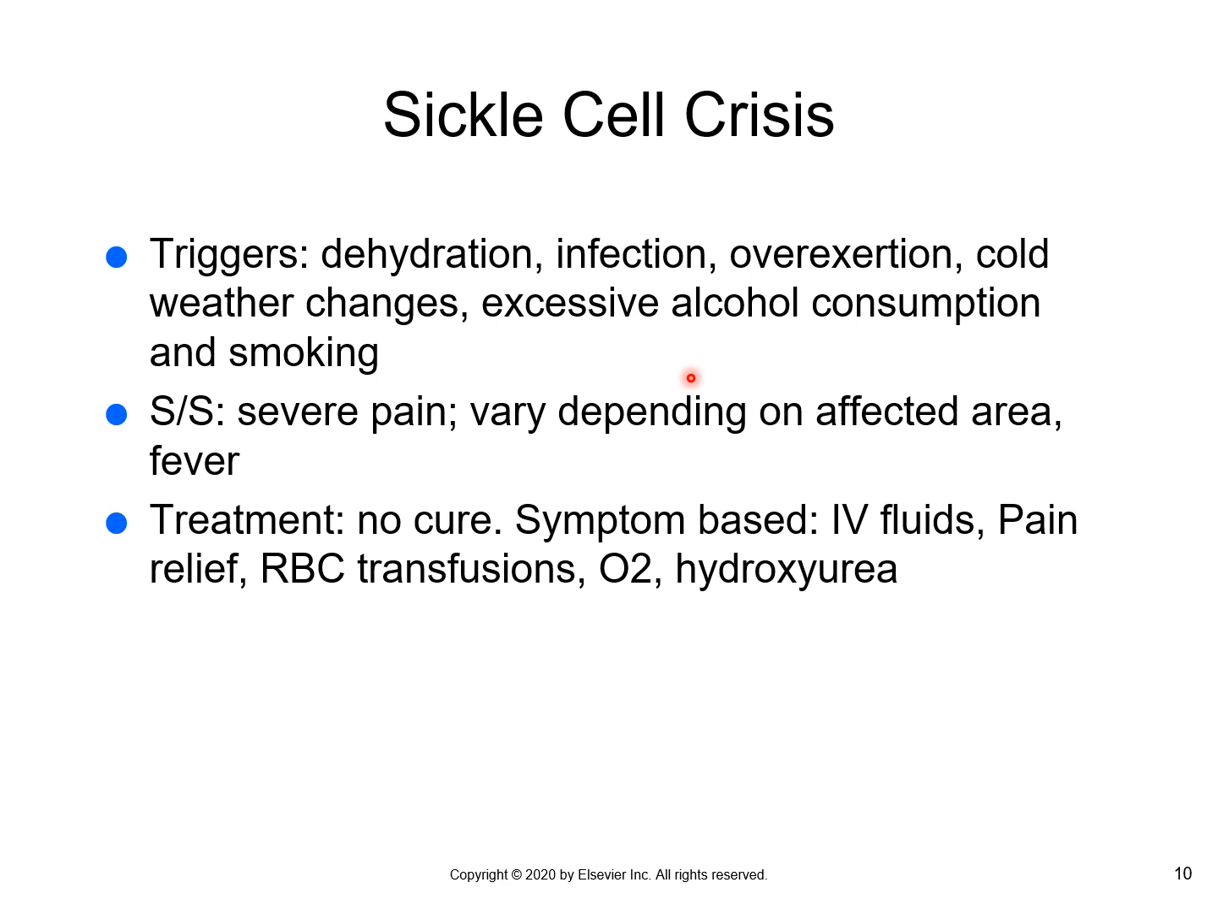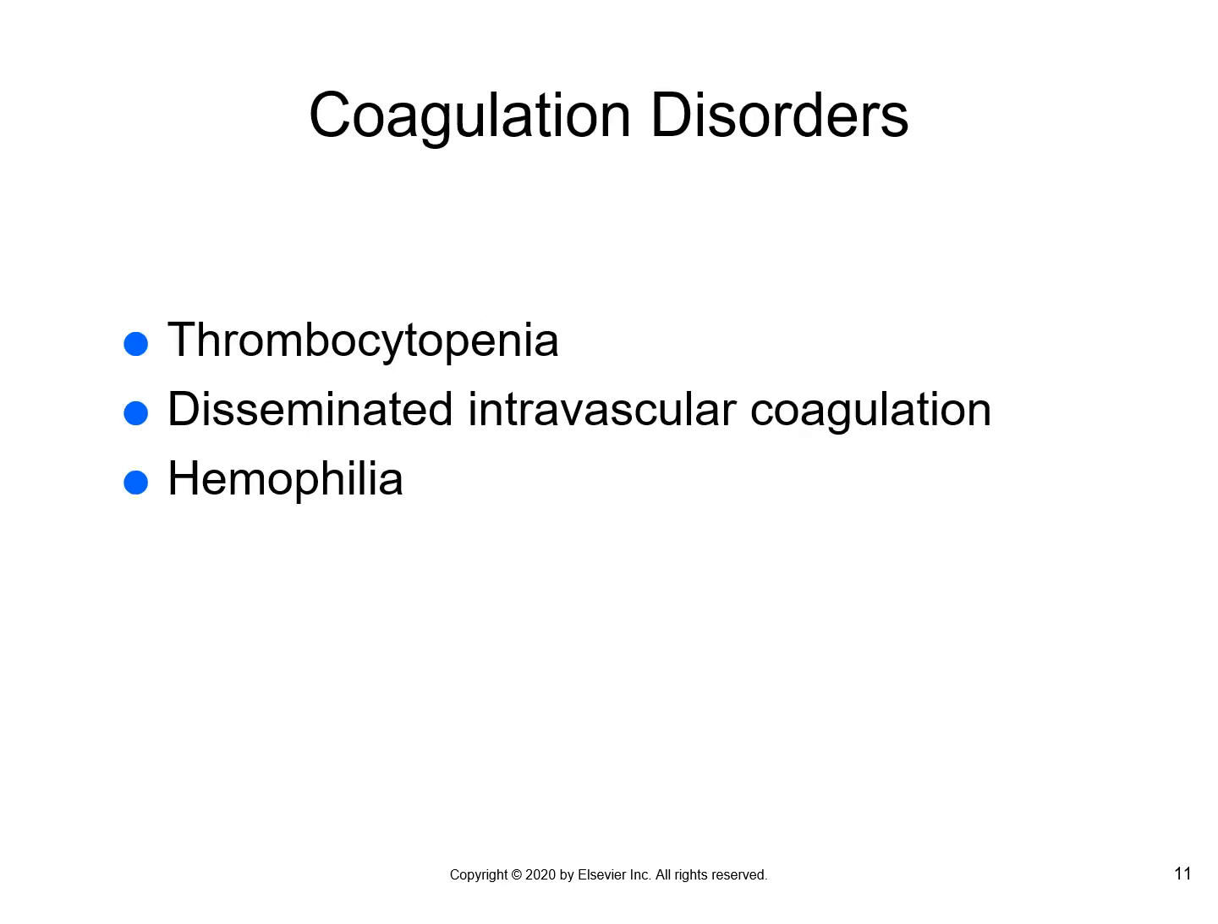If it's dehydration, then we're going to give IV fluids, correct the situation, red blood cell transfusions to replace those sickled or misshapen red blood cells, oxygen to make sure that there's sufficient oxygen that we're giving to the tissues, body tissues, and then this medication, hydroxyurea, is actually helping with sickle cell. Okay, so we're done with the red blood cell disorders.